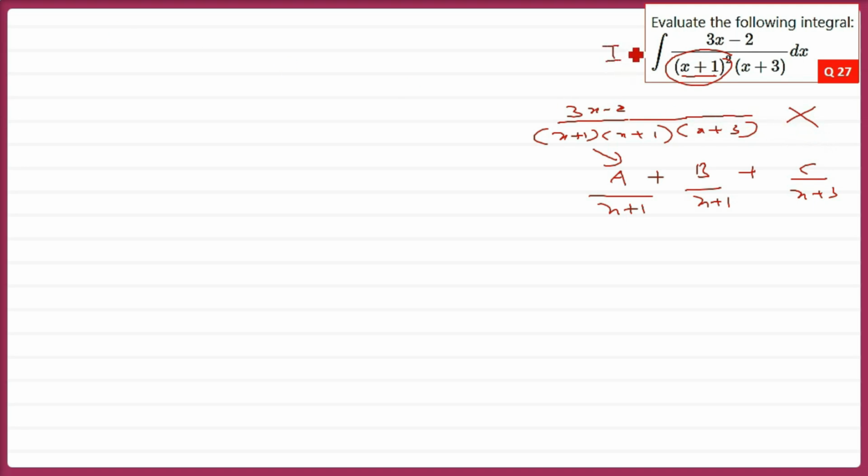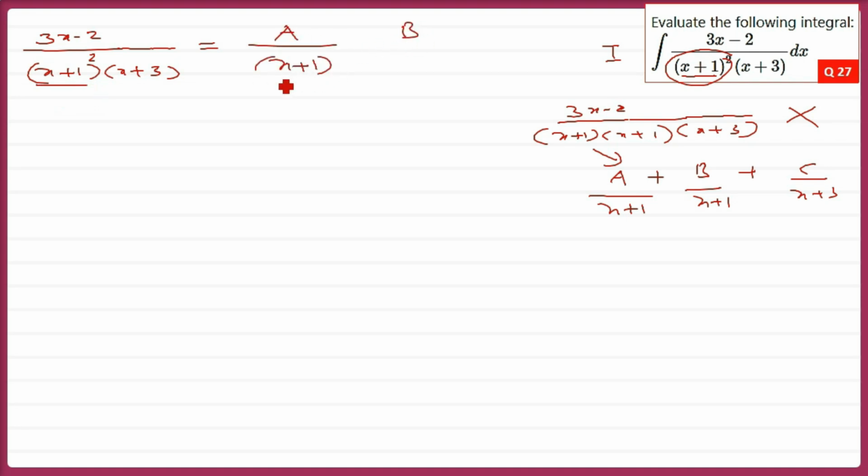So let's call it I, and then we are going to convert it into the partial fraction form. This 3x minus 2 divided by x plus 1 whole square and x plus 3 in the denominator will be written like this. This is the core of these questions and the questions following. This will be A, then we have B. A will have x plus 1 in the denominator, B will have x plus 1 whole square in the denominator, and then we have C divided by x plus 3. So this is how this kind of question will be approached.